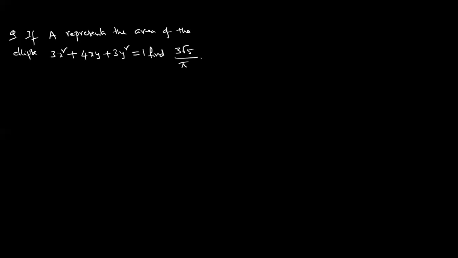If A represents the area of the ellipse 3x square plus 4xy plus 3y square is equal to 1, then find 3 into root 5 by pi into A is dash. Tell me, what is the area of this ellipse first of all, anyone?